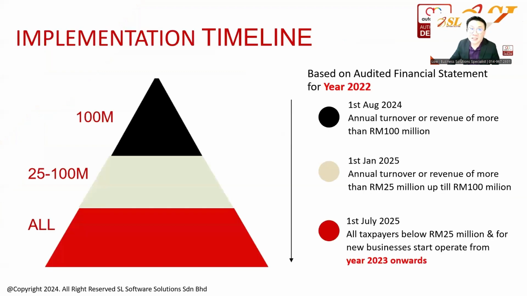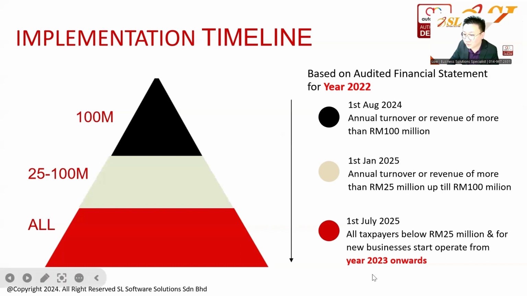Our government breaks down into 3 different stages to implement this invoice, based on the audit report 2022. The first batch, which already started a few months ago, covers businesses of 100 million and above, about 2,000 companies within this category, from 1st August 2024. The next batch is coming soon, 1st January, for 25 million until 100 million. So this second batch, I think less than 1 month, is going to start.